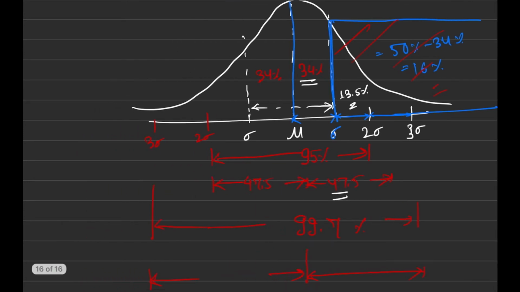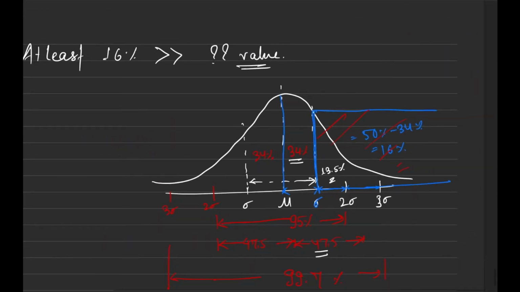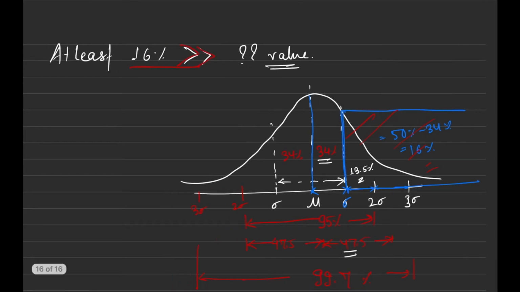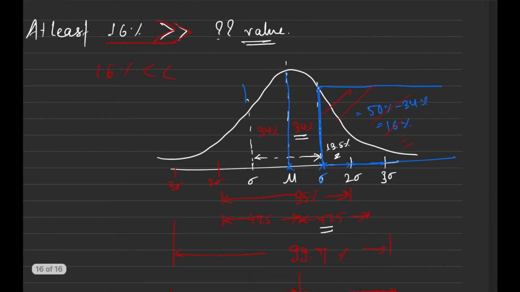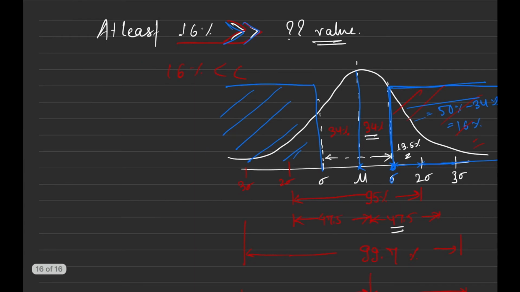And this is what we need, that at least 16% should be more than that. Had it been said that 16% should be less than that, we would have considered this range. Because it's saying more than that, that means we have to find this data point so that it's more than that.